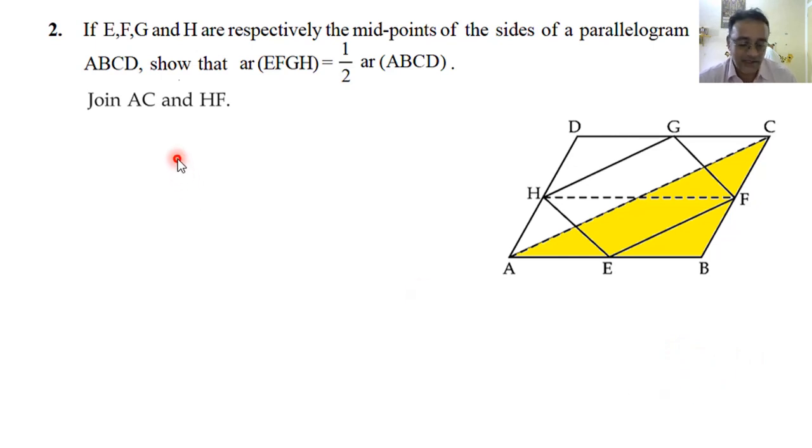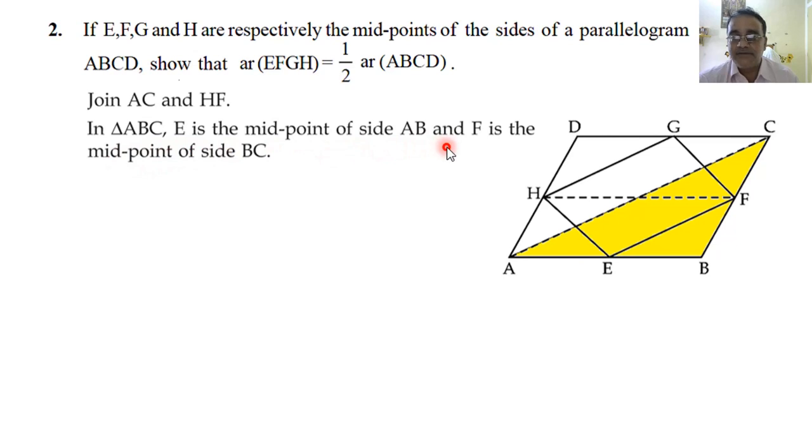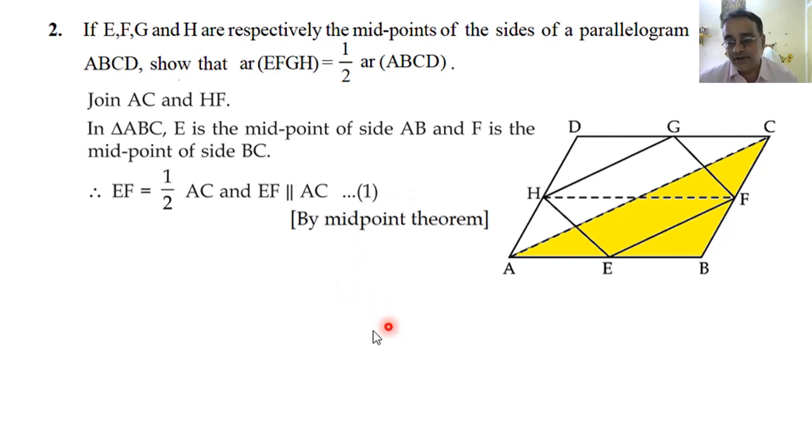So थोड़ा write up देख लेते हैं आप. In triangle ABC, E is the midpoint of side AB and F is the midpoint of side BC. So therefore EF is equal to half of AC and EF is parallel to AC. Let it be equation number 1, and this is by midpoint theorem.